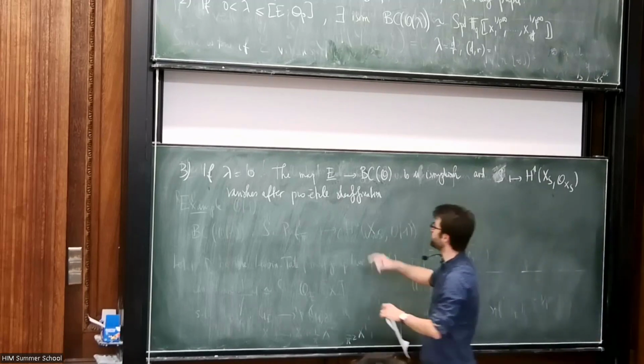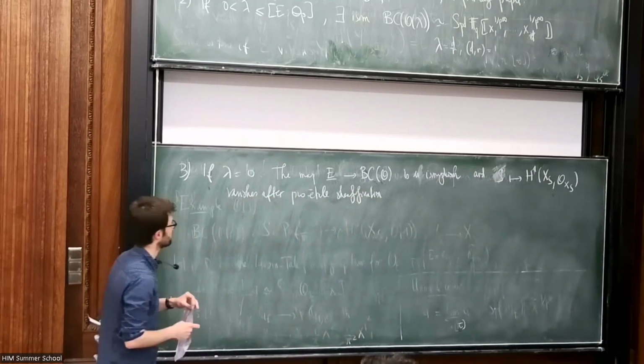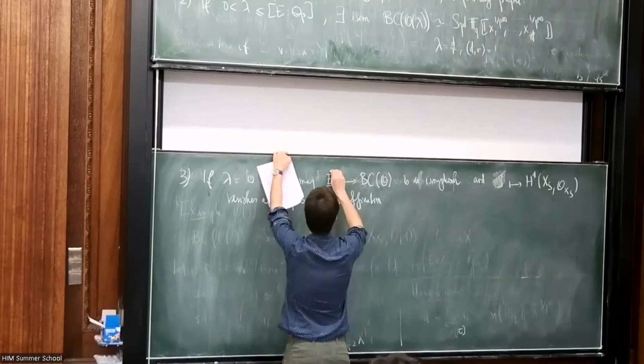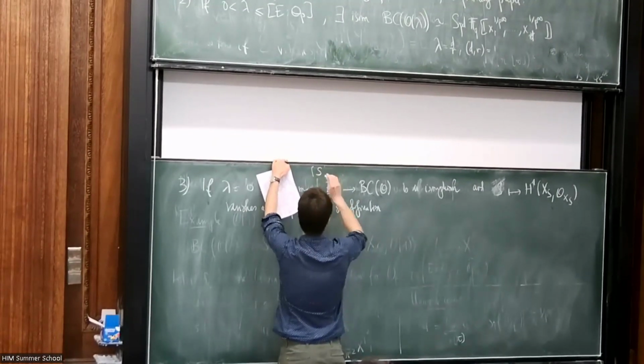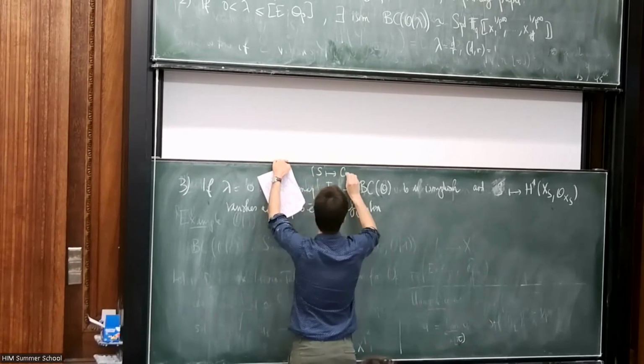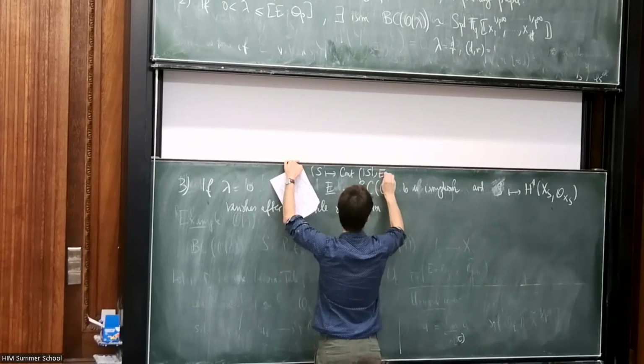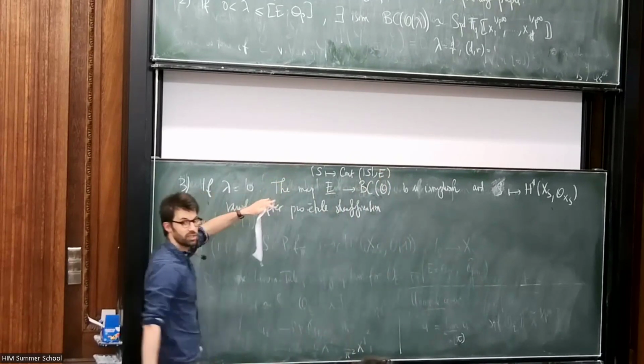So again, the only interesting happening is in degree 0, and then we just get E underline, which I recall is the functor sending S to continuous functions on the underlying topological space of S to E with its natural p-adic topology.